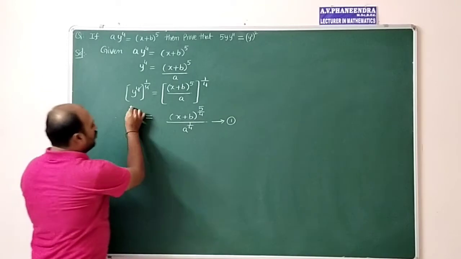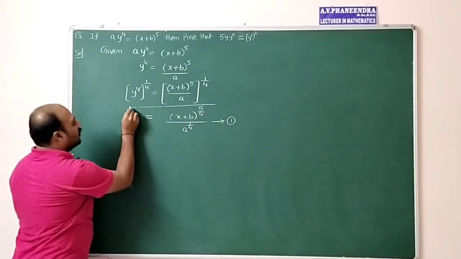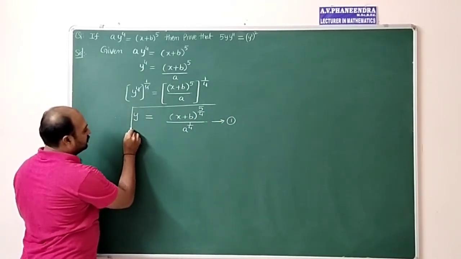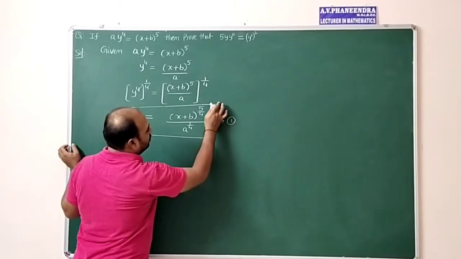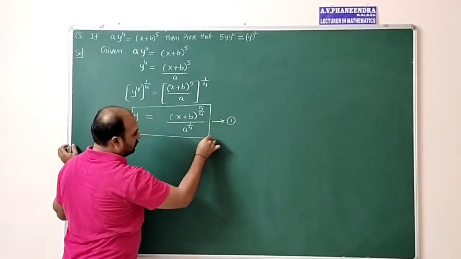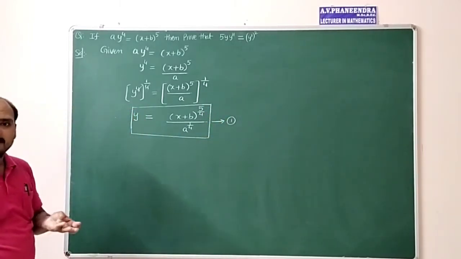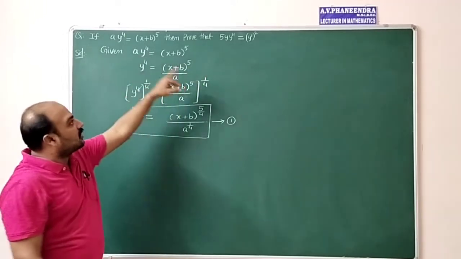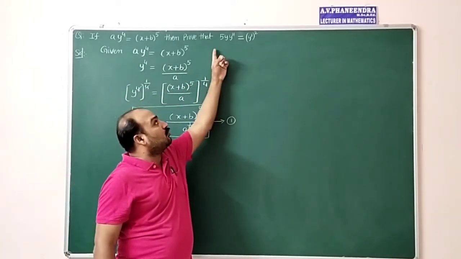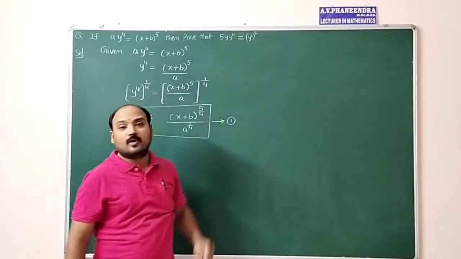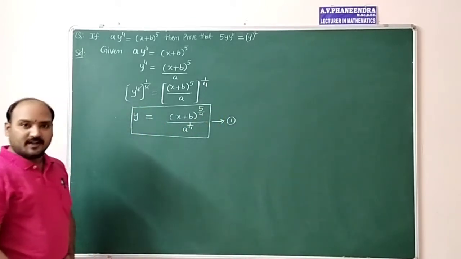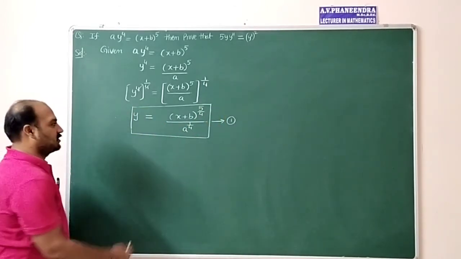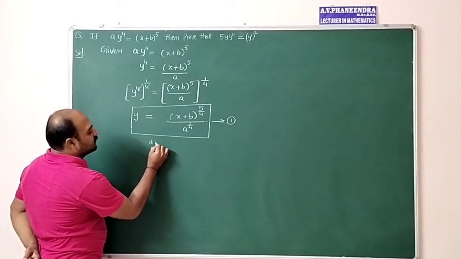After getting the value of y, we need to calculate y double dash and y dash. According to the problem, they are asking to prove 5 into y double dash equal to y dash square. So first we have to calculate y dash, after that y double dash. Differentiate with respect to x.